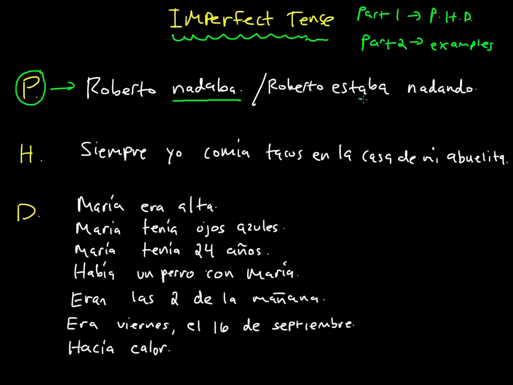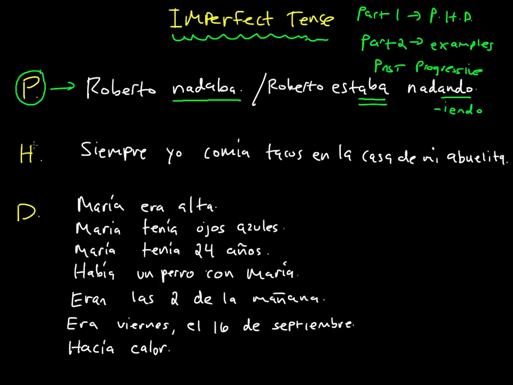And so we take the verb estar, put it in the imperfect, and then if it's an AR verb, we add ando. If it's an ER or IR verb, this would become yendo. Okay, and so we call this the past progressive. Okay, but remember it uses the imperfect tense here.